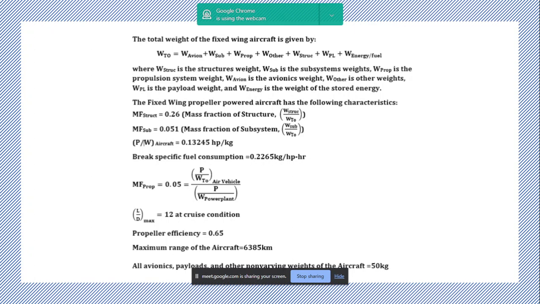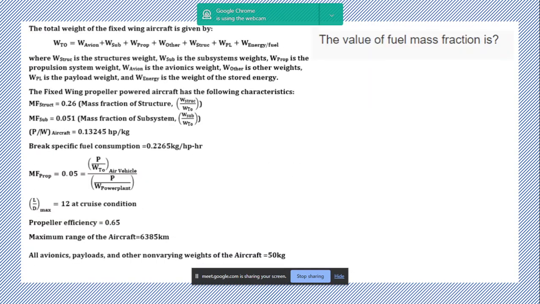So it's a propeller powered aircraft. It has the following characteristics. They've given you the mass fraction of the structure, the weight fraction of the subsystems. They've given you power to weight ratio of the aircraft as a whole, the brake specific fuel consumption, and be careful to note the units here. It's kg per horsepower hour. And they've given you the mass fraction of the propulsion system, the L by D max ratio at cruise condition, the propeller efficiency, and the maximum range of the aircraft. Okay, and the weight of all other systems which are not denoted by the ratios. So the first question is, what is the value of fuel mass fraction?